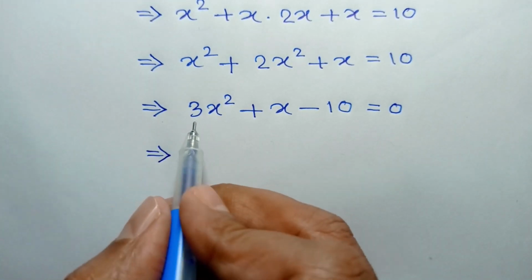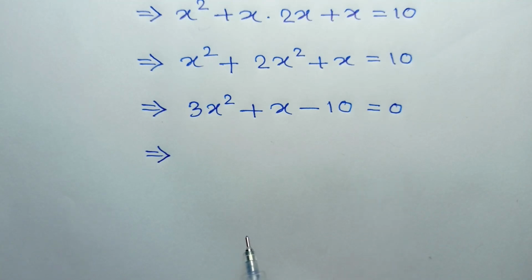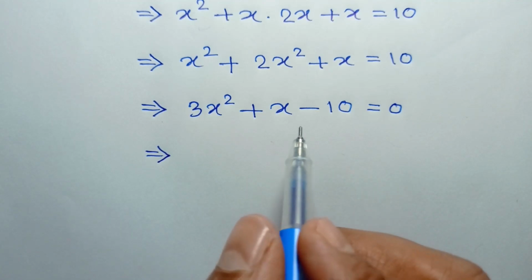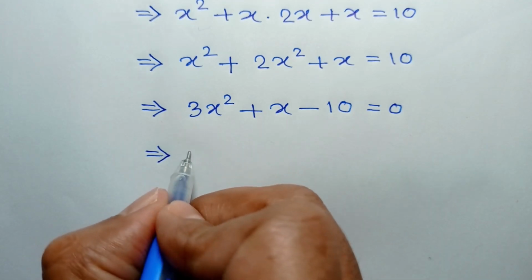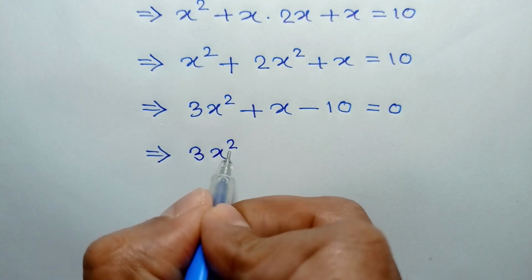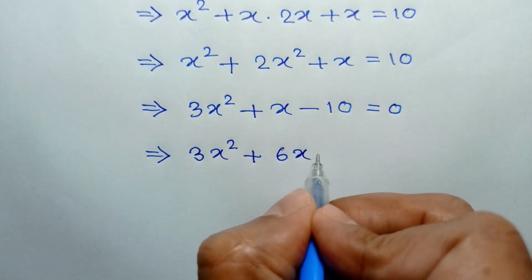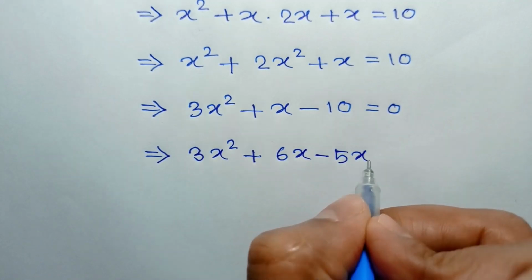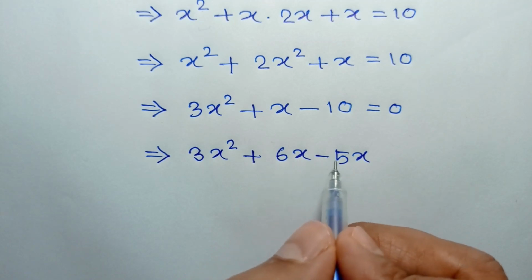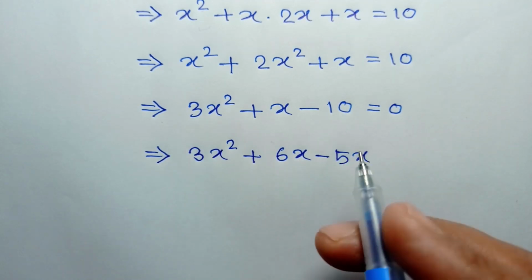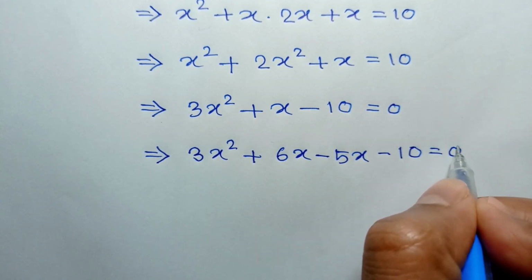Or 3 times 10 is 30, and 30 is equal to 6 times 5, and 6 minus 5 is 1, so we can break this x. 3x square plus x can be written as 3x square plus 6x minus 5x. This 6x minus 5x is x, and 6 times 5 is 30, which is 3 times 10, minus 10 is equal to 0.